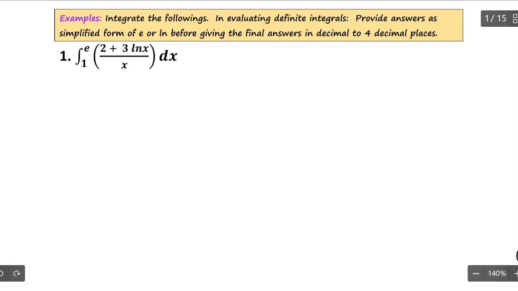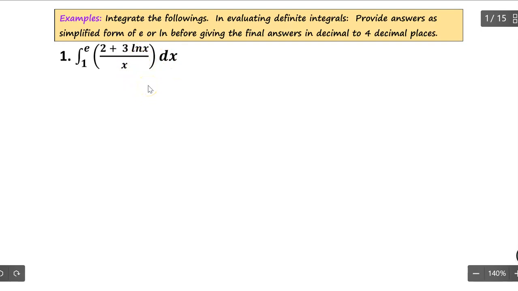Hello everyone. In this video, we will work with integrals of transcendental functions. These transcendental functions involve the natural logarithm of x. And you see that we are working with a definite integral right here, so we have to apply the fundamental theorem. There are quite a few rules that we need to apply to this integration.